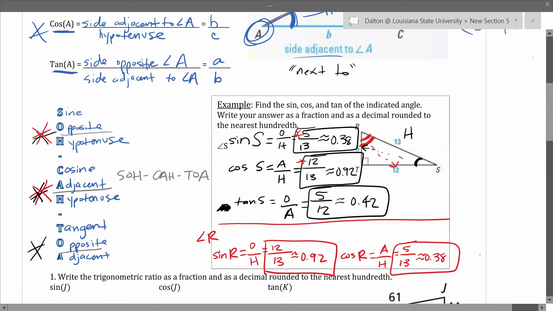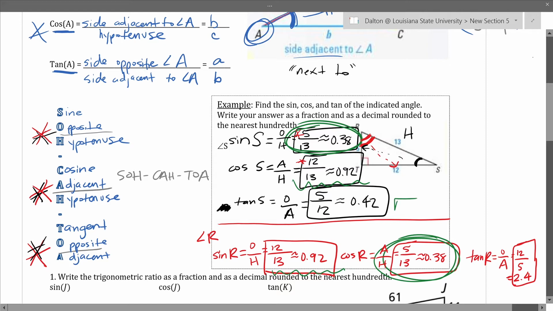And then lastly, the tangent of R is still found by comparing opposite over adjacent. But this time, opposite of R is 12, adjacent is 5, and then 12 over 5 is 2.4. So you're going to notice a couple of weird but kind of neat things. The sine of S, this number here, is the same as the cosine of R. And then the cosine of S is the same thing as the sine of R. And then these two are reciprocals, right? We just flip the numbers.